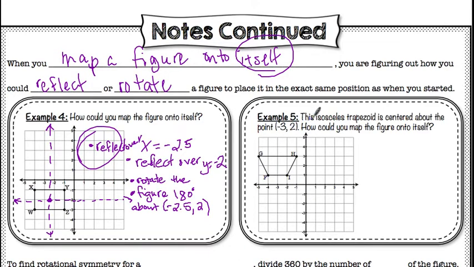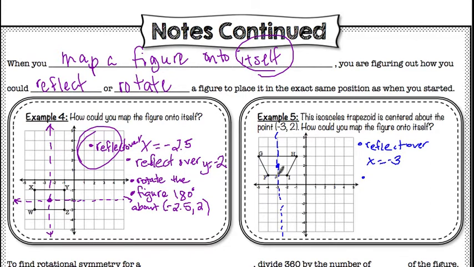Example 5 says, this isosceles trapezoid is centered about the point negative 3, 2. How could you map the figure onto itself? So let's look for lines of reflection first. Here is the line of reflection. So I could reflect the figure over the line x equals negative 3. That is one answer. Reflect over x equals negative 3.